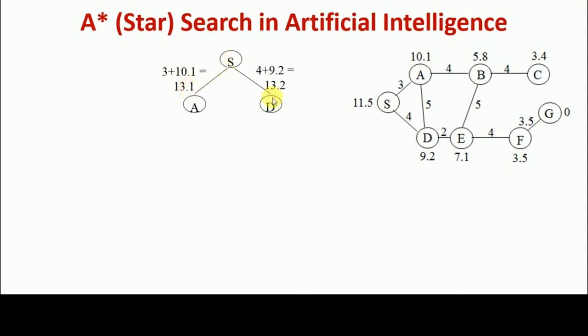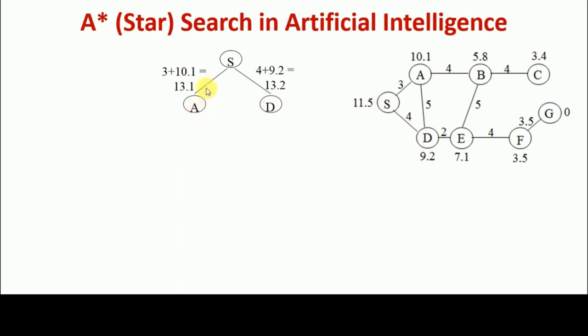On the other side, f of D is equivalent to g of D plus h of D. G of D is nothing but the distance, that is 4, plus h of D. How much is the heuristic value of D? That is 9.2. So if I add these two things, I will get 13.2. Between these two, 13.1 is the minimum, so I will select A here.